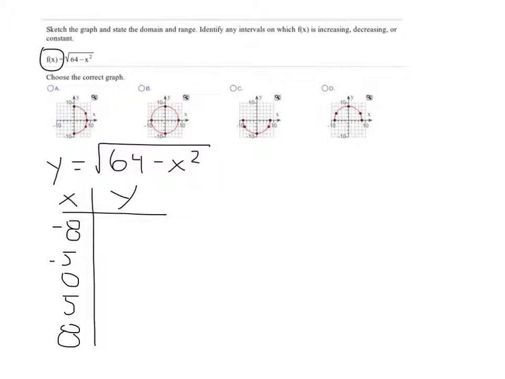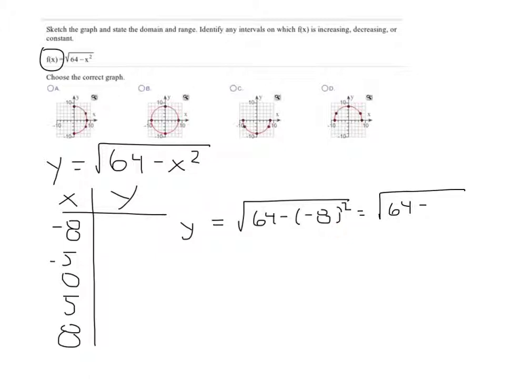So for -8, if we plug in -8, I get the square root of 64 minus, and then I have to square a -8, and we have to be really careful about how you write this. I'm squaring the negative and the 8, so here it's important that the negative and the 8 both be in parentheses. So rewriting here, I get 64, -8 times -8 is 64, so 64 minus 64 is 0, and the square root of 0 is 0. So this is the ordered pair -8, 0.